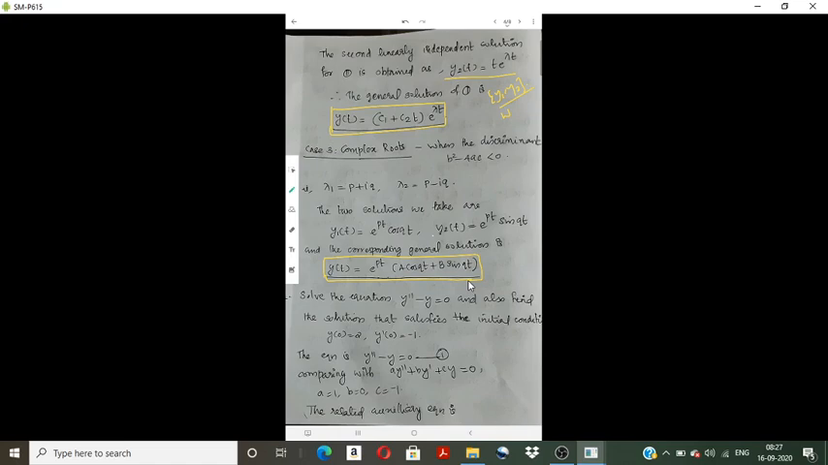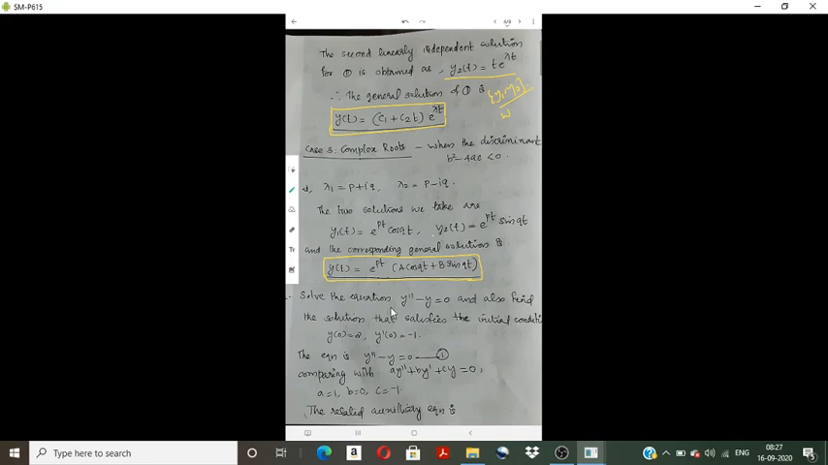Now we move to the problems. First consider the problem: solve the equation y double dash minus y equal to 0, and also find the solution that satisfies the initial conditions y of 0 equal to 2 and y dash 0 equal to minus 1. When we take the equation y double dash minus y equal to 0, we look at the coefficients of y double dash and y. There is no term containing y dash. So the coefficients are 1 and minus 1, which are constants. So we can use the method for homogeneous equations with constant coefficients to solve this.